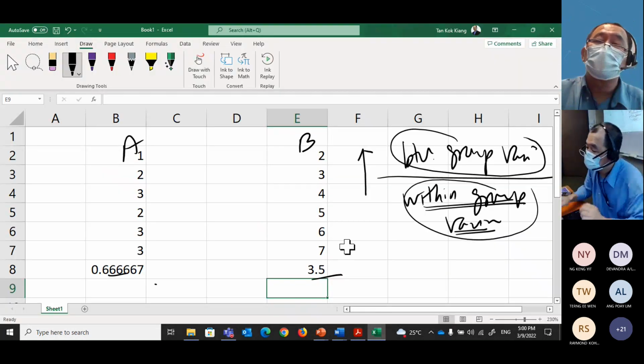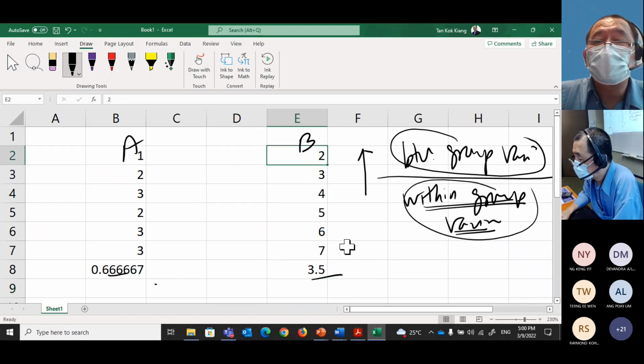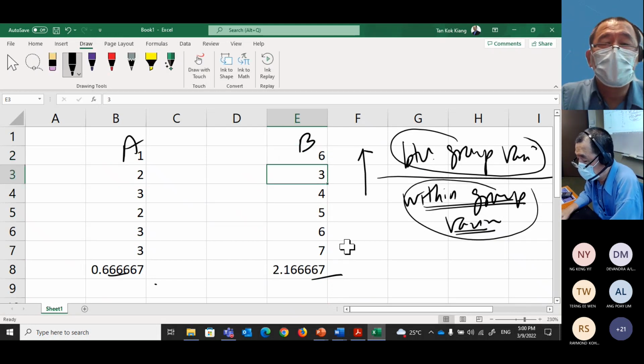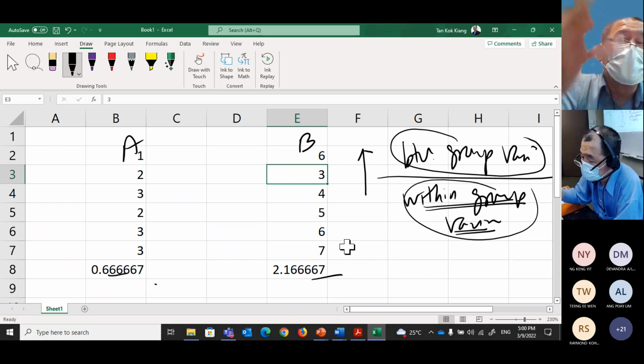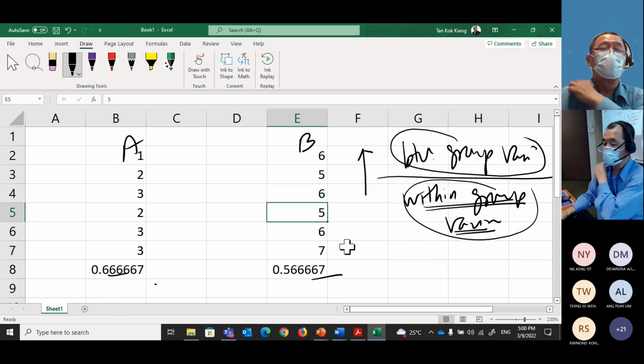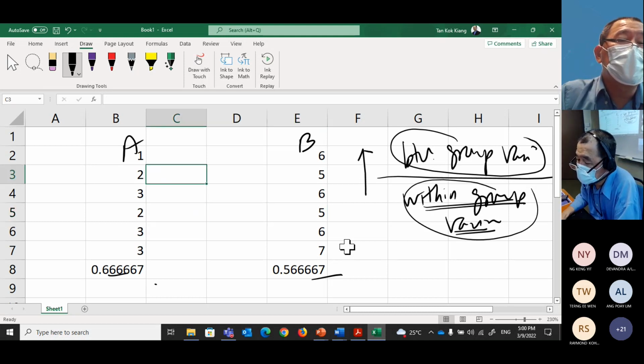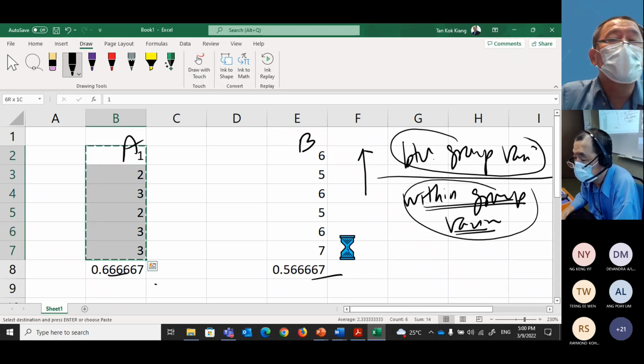So you want to maximize this ratio. Therefore, the within group variance should be small. Example, let's say here 6. You change to a number that's similar to 7 or 6. Therefore, the within group variance for group B will also be smaller. So that's the within. But for the between, it means we use everything.